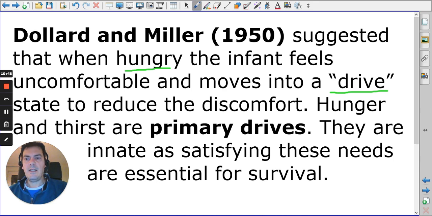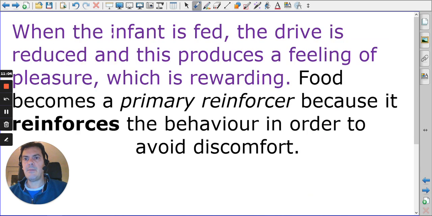There's nothing else to it. They don't get supplemented with water as well. So thirst is quite important. So this is a primary drive, and the reason it's primary is because it's essential for survival. So if they're not fed, they're going to die. Okay, so we need to bear that in mind.